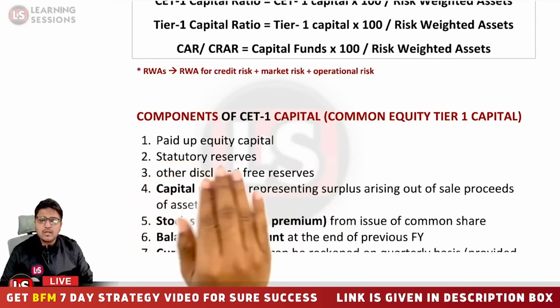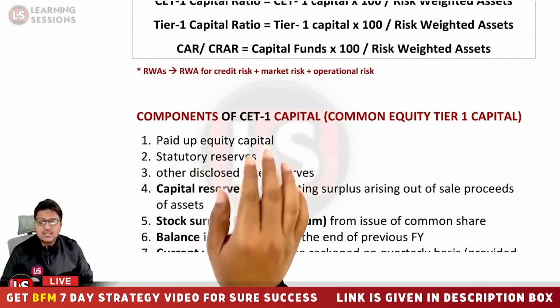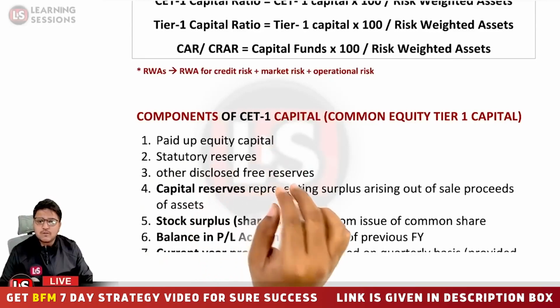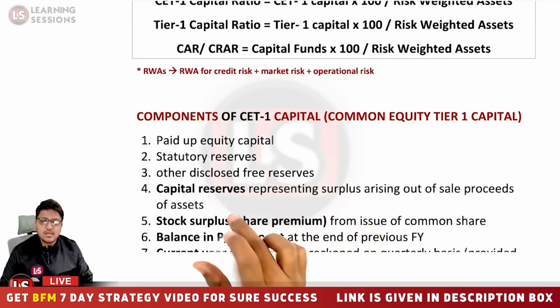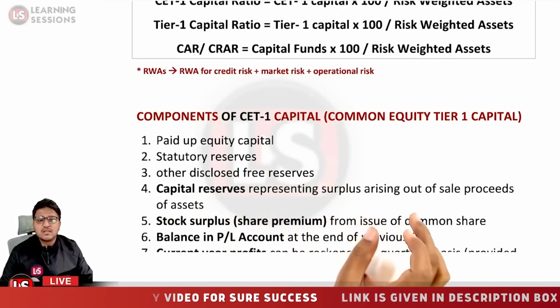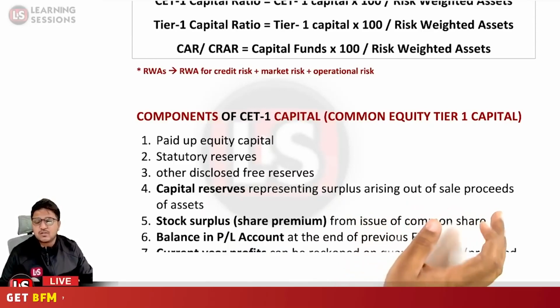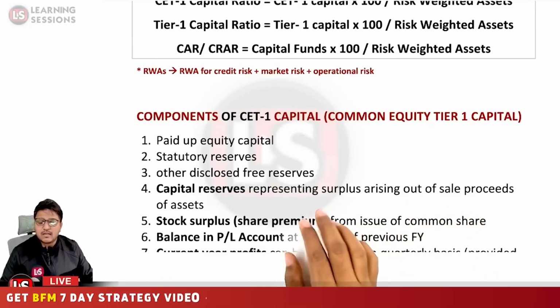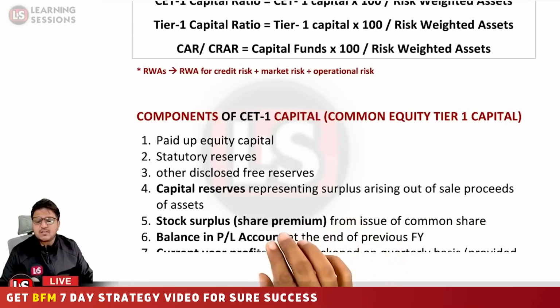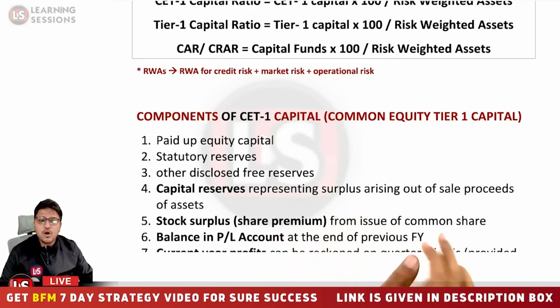So paid up equity capital is a component of CET1. Statutory reserves, other disclosed free reserves, and capital reserves, which represent surplus arising out of the sale proceeds of assets, are also CET1 components. Other than that, the stock surplus from the issue of common shares.